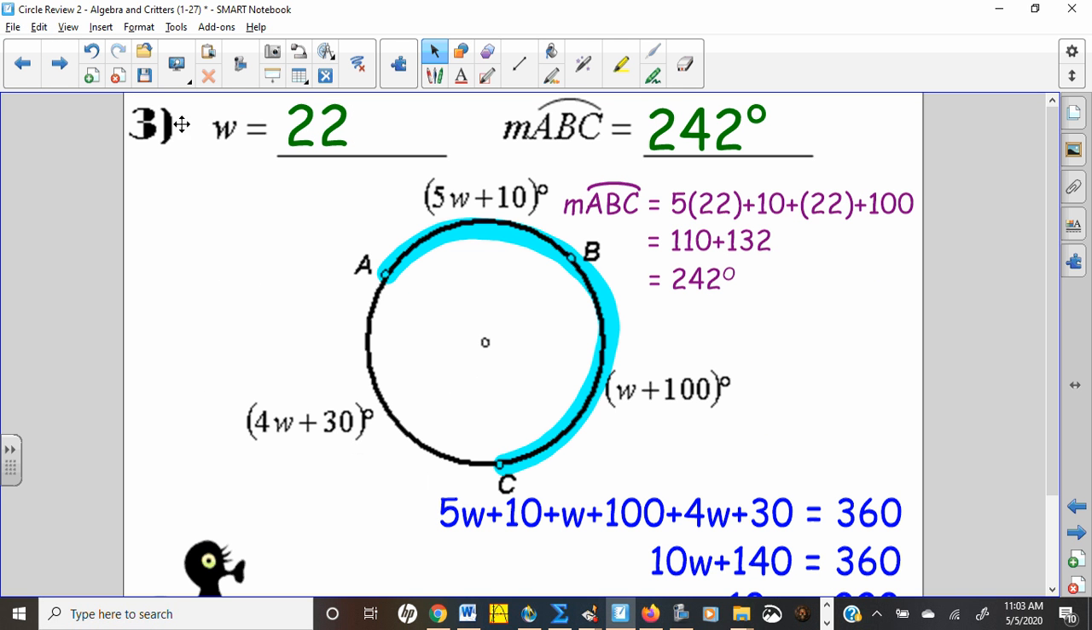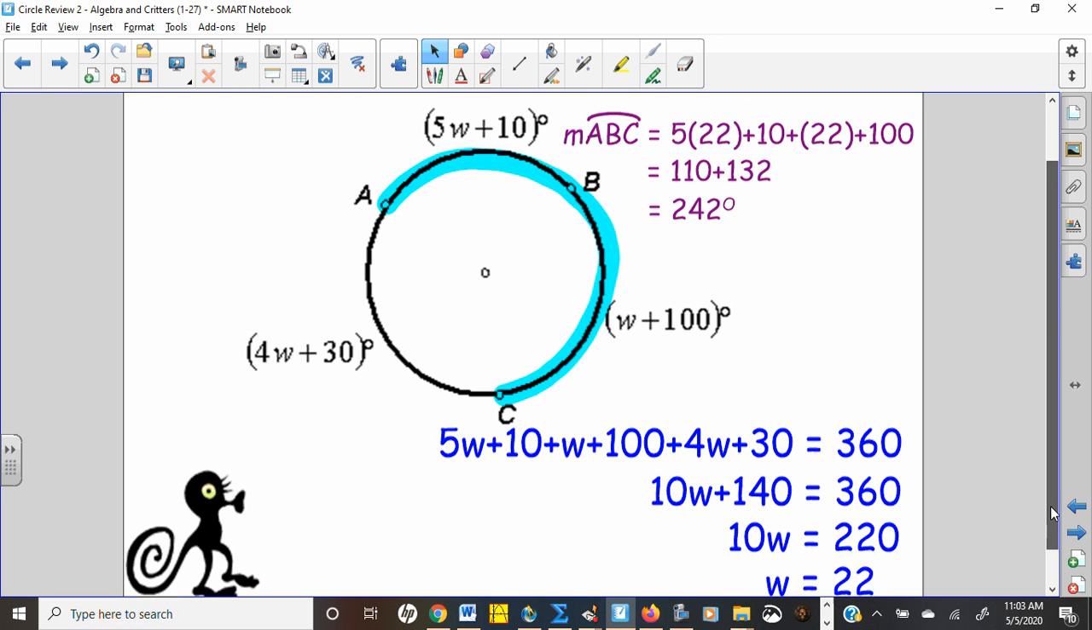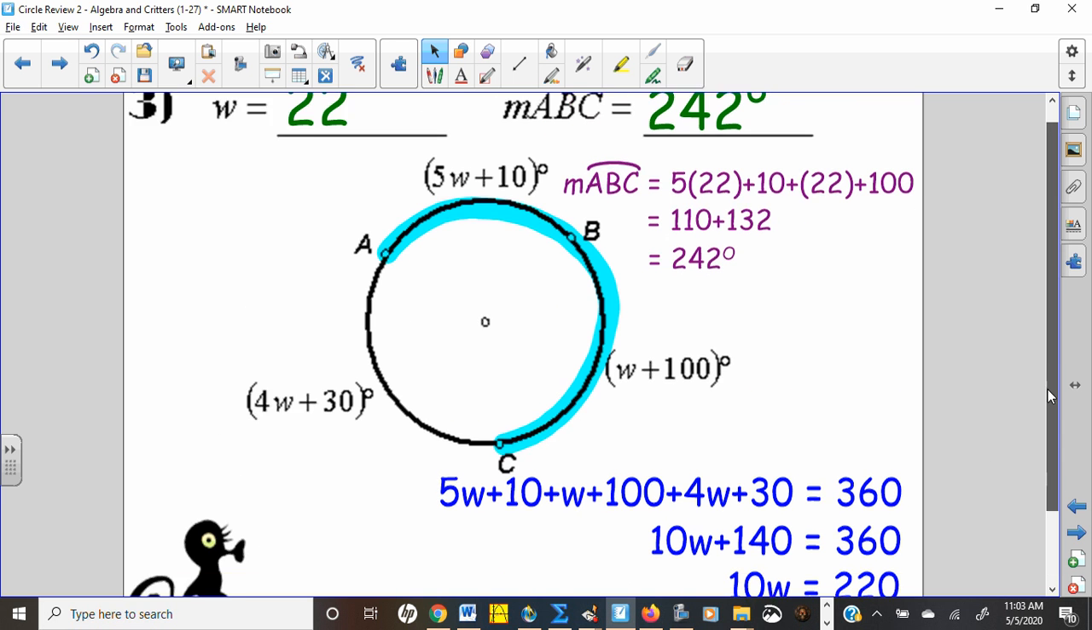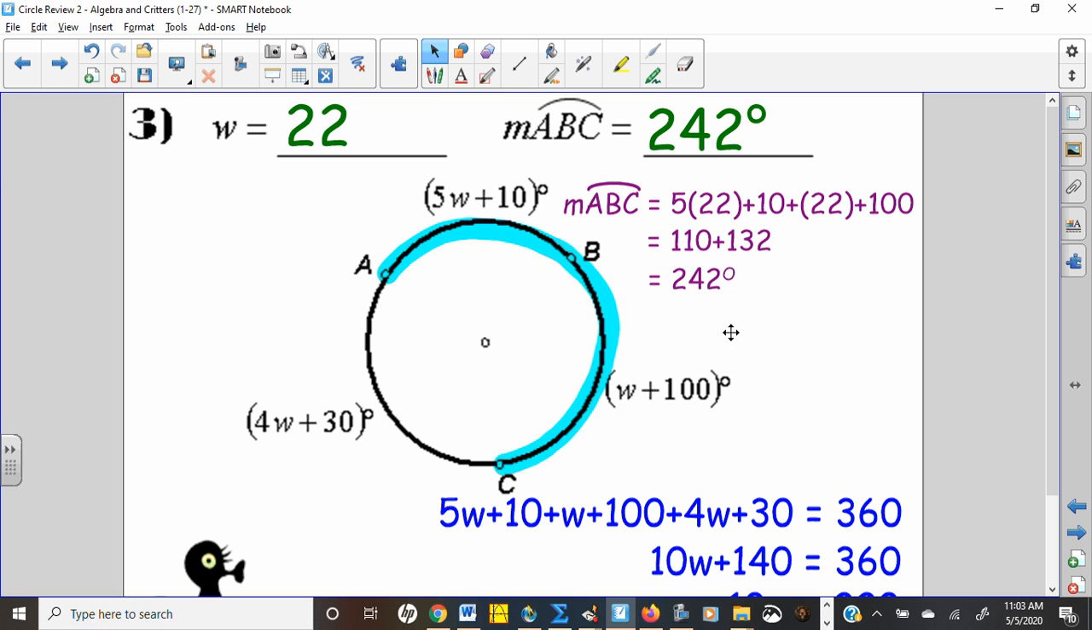Number 3, 3 arcs make up a full circle. Well, that means that those 3 arcs have to add up to 360. So we set up the equation down here, and with a little bit of algebra, we find W is 22. We plug W back in. It looks like for AB and BC, they wanted arc ABC, so we didn't need the AC part of it. So we just substitute, simplify, and 242 is the answer there.